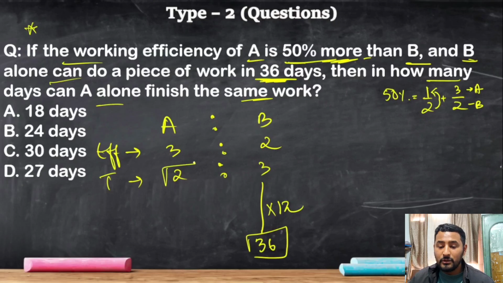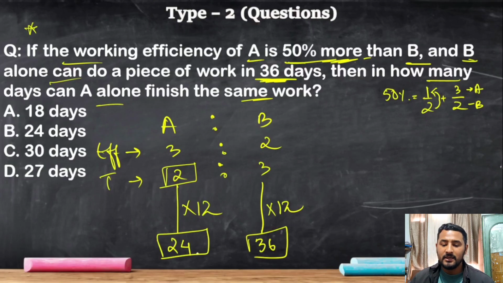In the same way for A, what you should do is multiply it by 12, since A and B are in relation. Whenever they are in ratio, they are in relation. So 2 into 12 will be how much? It will be 24 days. So how much time is A taking? A is taking 24 days to complete the total work. I hope this is clear, crystal clear. So whenever you see an efficiency type of question, you should use this method.